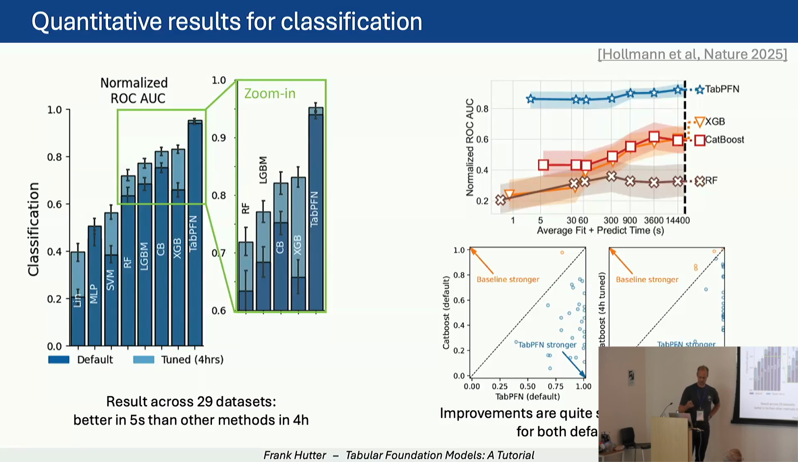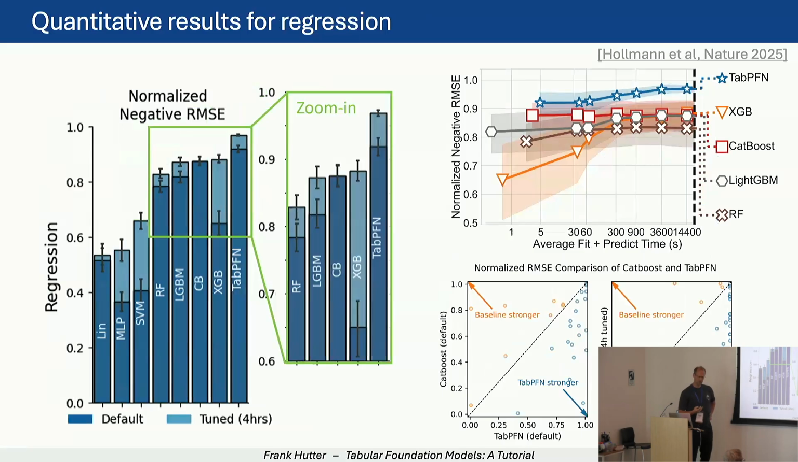This is a result that holds on average. It doesn't hold for every single data set. There's one data set, for example, here where CatBoost in the default is actually better than TabPFN. But on average, on most data sets, it is better. And so here's another view of this. So after 5 seconds, you're already better than all the other methods, and you keep tuning them. For regression, there's sort of similar results. They're not quite as strong.